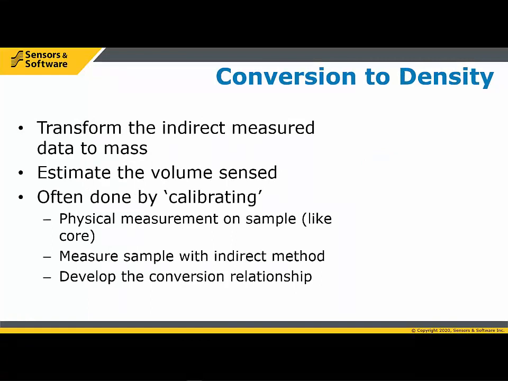So, conversion to density: you can transform the indirect measurement to a mass, estimate the volume, and then work out a density. More often you calibrate, make a measurement on a sample like a core, measure the sample with the indirect method, then develop a conversion relationship. And that's part and parcel of what we do with all of our indirect measurements.